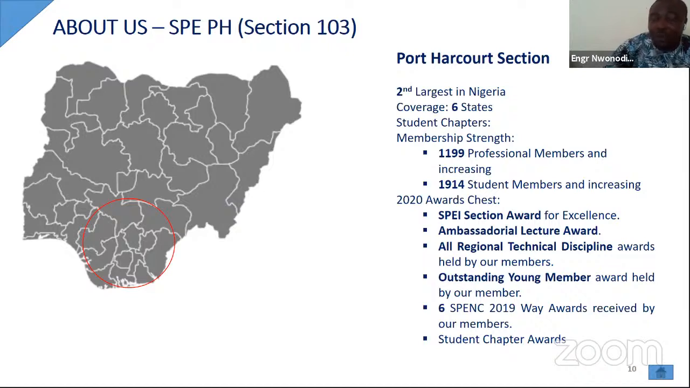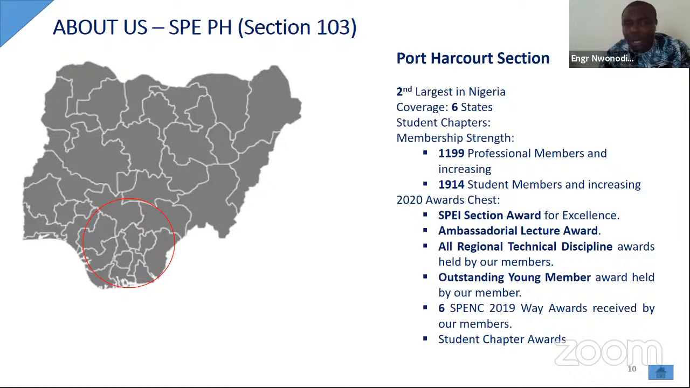So Port Harcourt section, where we are privileged to be today, what the lecture we just listened to from our brother Ebuka is proudly sponsored by the Port Harcourt section. And we happen and privileged to be the second largest in Nigeria, that's covering 6 states, including student chapter. So there you can see our membership strength, 1,119 professional members, and we keep increasing.